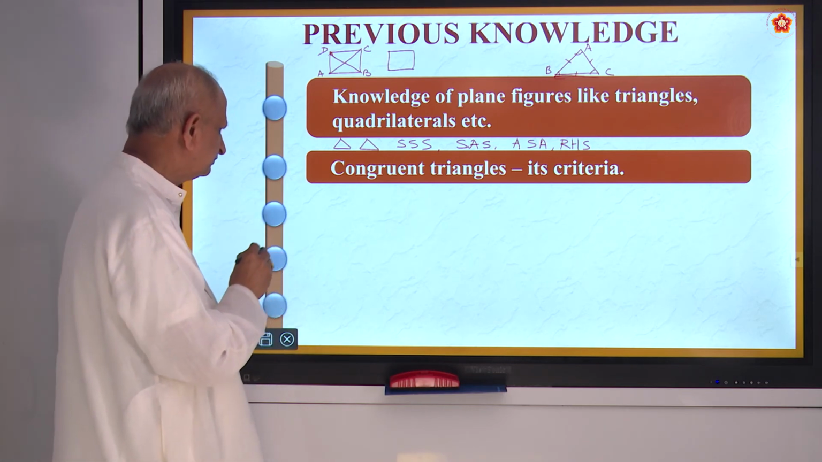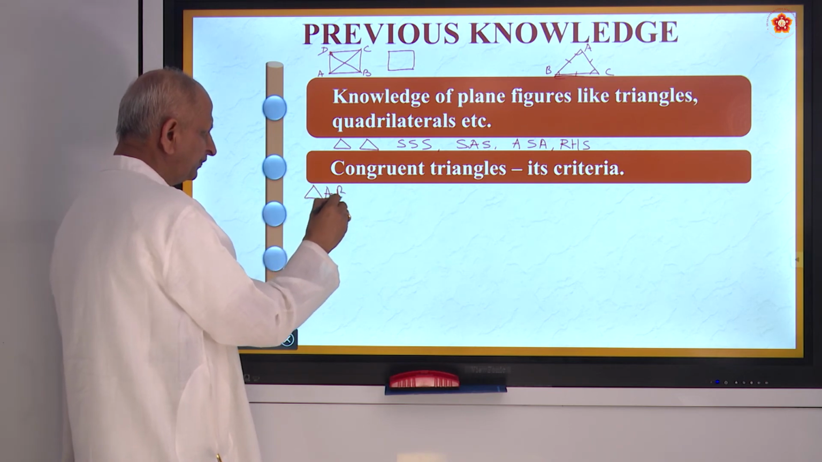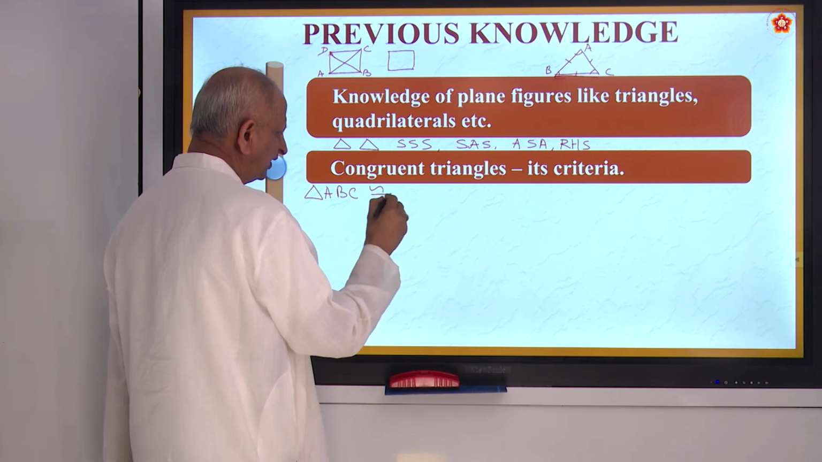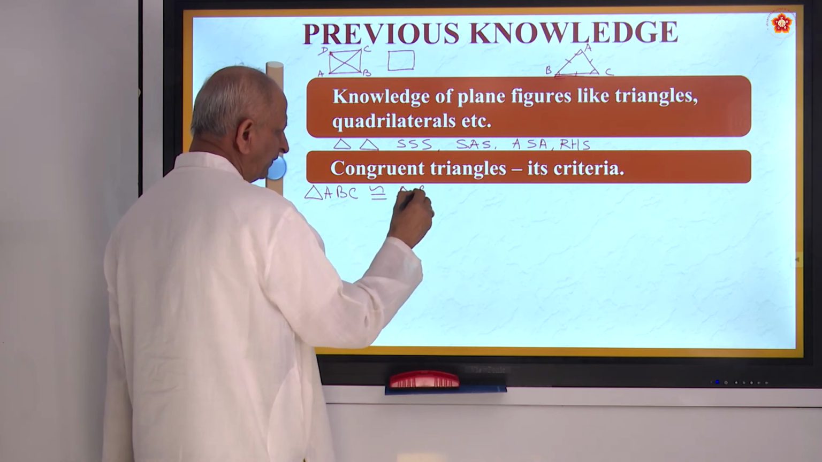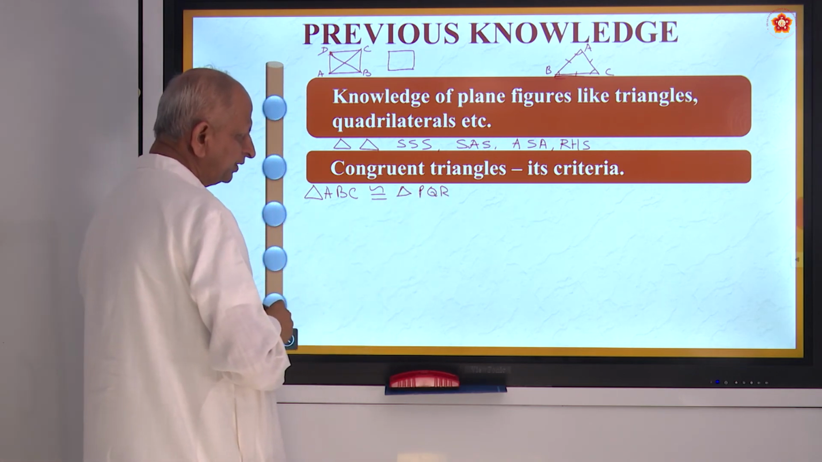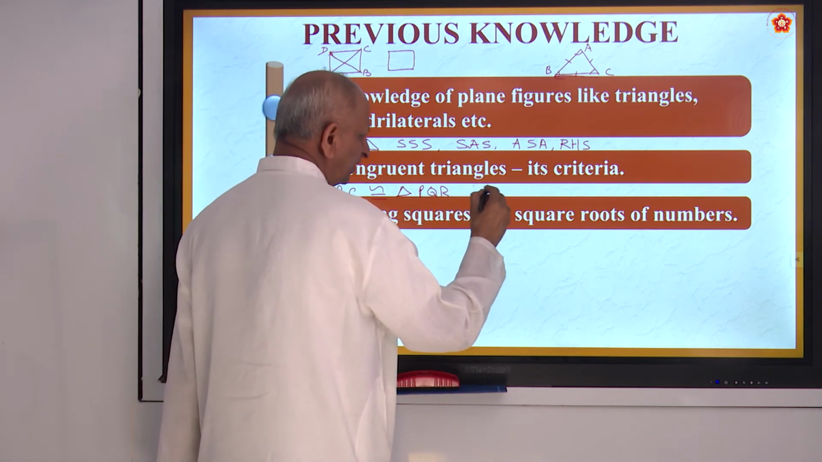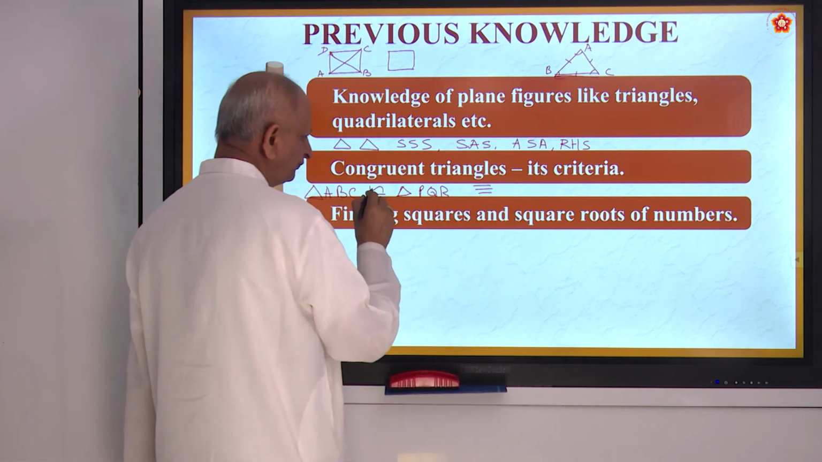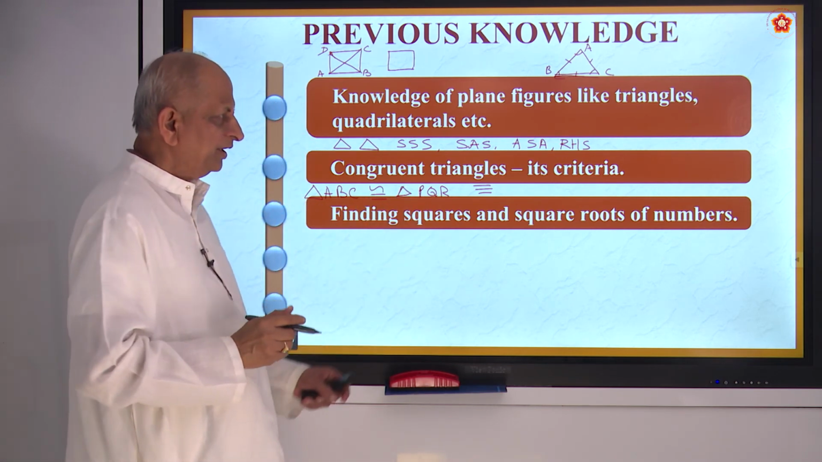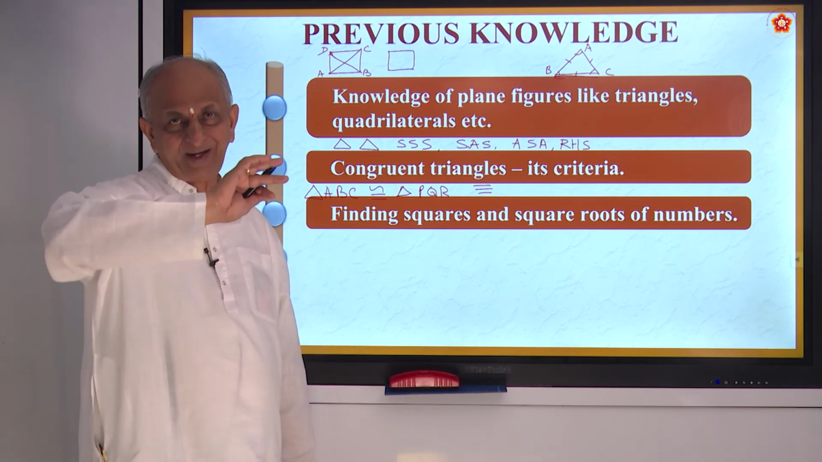And how do you write it? Suppose you have triangle ABC, it is congruent to, like this you can write, triangle PQR. You can write like this, or you can write it as this also, okay. So congruency means if you take one triangle and keep it on the other, it will be identically equal.